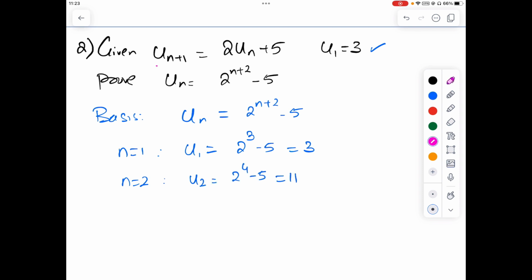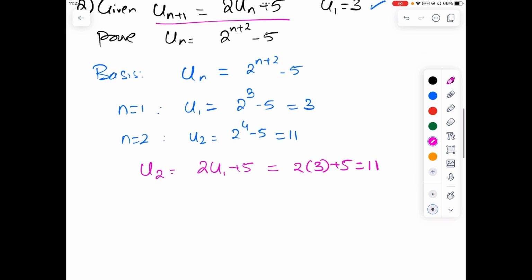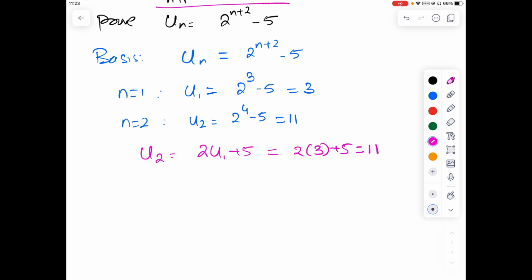So I use the recursive formula also to get u_2, which is 2u_1 plus 5. 2 times u_1 is nothing but 2 times 3 plus 5, which is 11. Both are the same. So therefore the statement is true for n equals 1 and n equals 2.